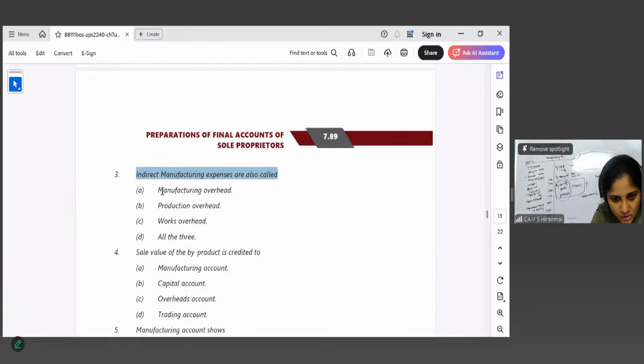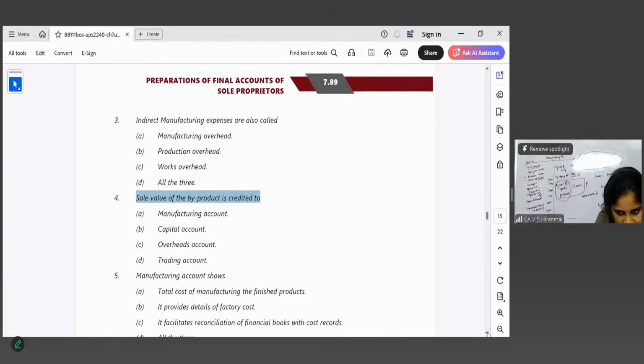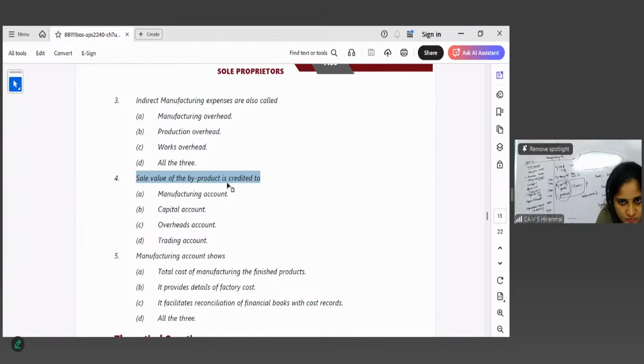Next one, all of you please see the third question. Indirect manufacturing expenses are also called manufacturing overhead, production overhead, works overhead. Yes, it is called by all the three names. The question number 3 option is D. Sale value of the byproduct. Whenever you have a byproduct or a scrap, when you sell, you will credit which account? Yes, you will credit the manufacturing account. So the fourth option is A.